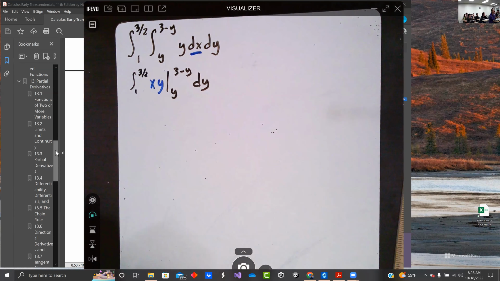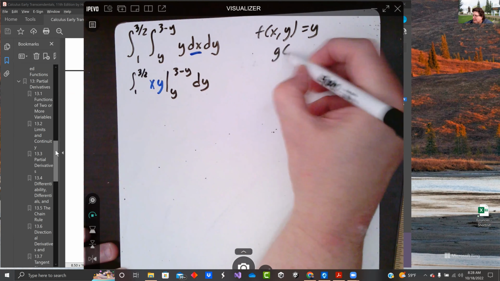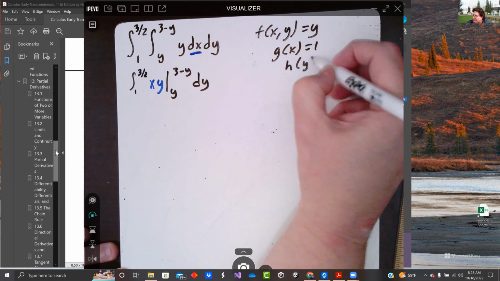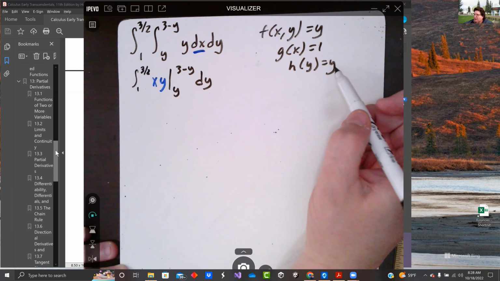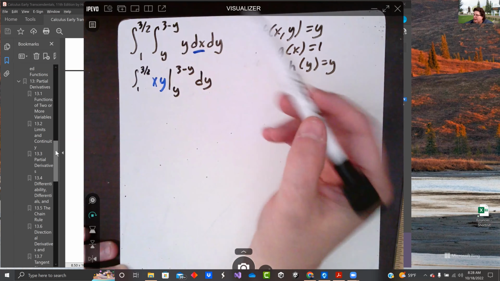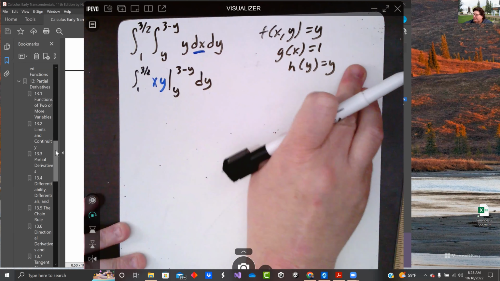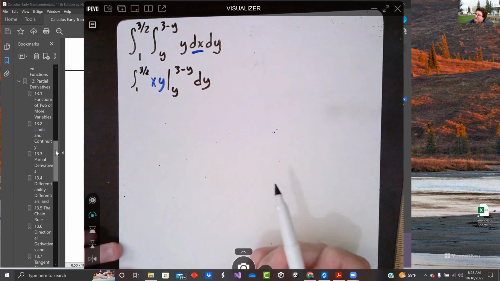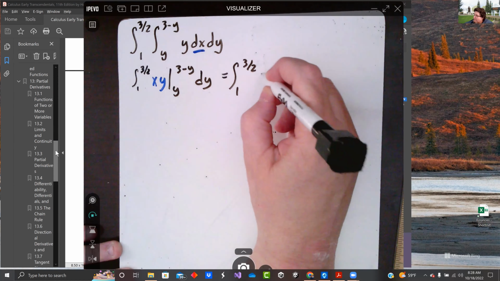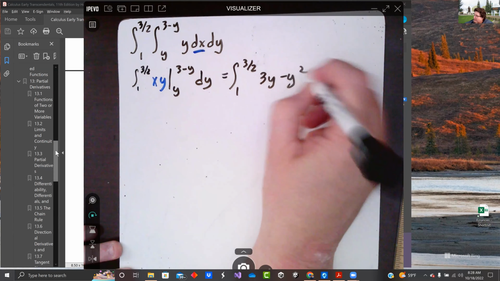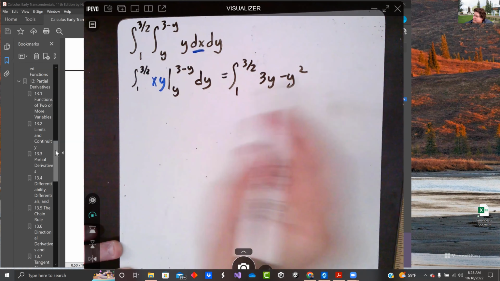It's a good thing you can hear us this time. Even though this function that we're looking at is just y, we could write this as a function g of x times h of y. So it would look like a product and we could separate it into two integrals, but we can't because of the limits of integration. When you have variables in the limits of integration, you cannot separate. Just wanted to point that out. So what do we got? 1 to 3 halves. We got 3y minus y squared, and then minus another y squared.